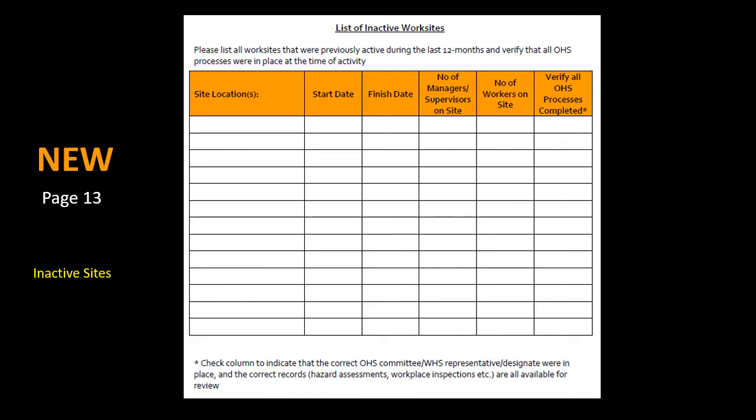The auditor is now required to identify all permanent work sites that were active and where at least one person was engaged in work and the site continued for 30 days or more during the last 12 months but are now inactive. Here the auditor would verify the start and finish date of these sites, the number of managers, supervisors on site, the number of workers on site, and whether or not all occupational health and safety processes were completed, i.e., did everybody have training? Were meetings being held? Were hazard assessments, toolbox talks, inspections, that sort of thing, were they completed?